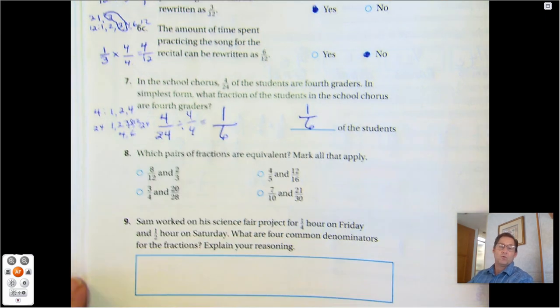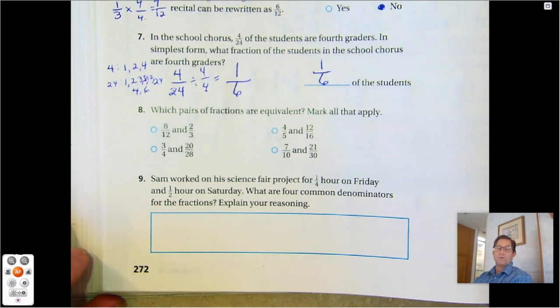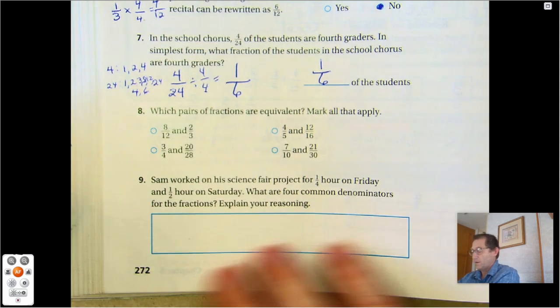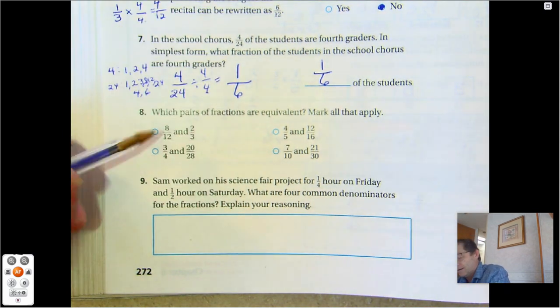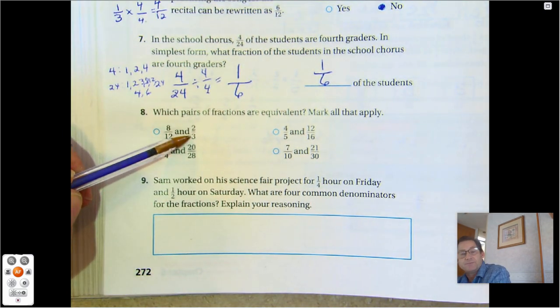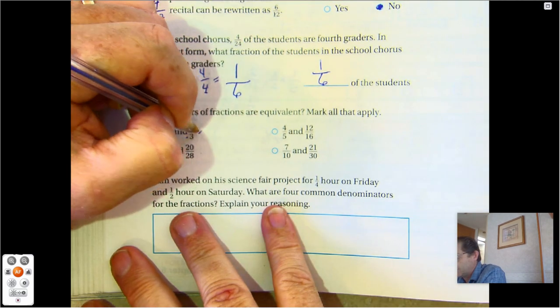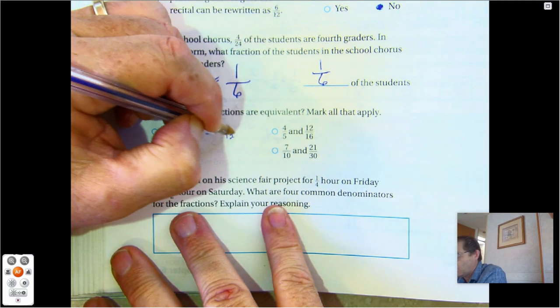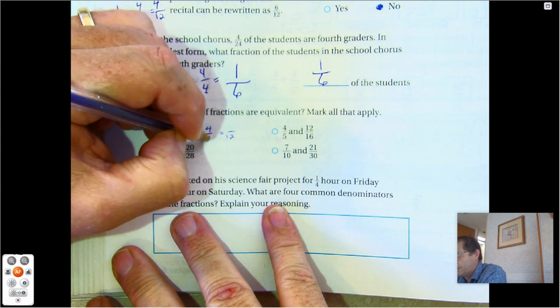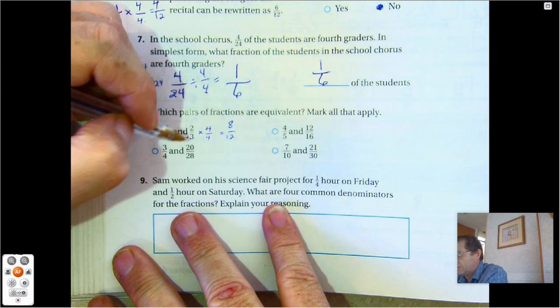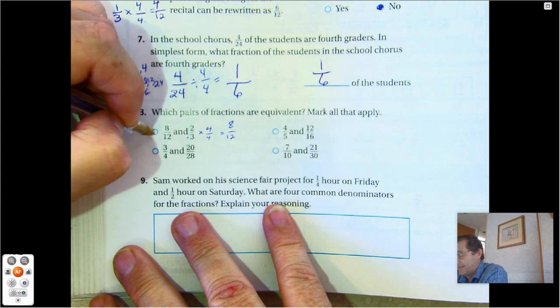Which pair of fractions are equivalent? Mark all that apply. All right, so I'm going to take the number that's in simplest form, 2/3. Can I multiply that by something to get 12ths? Yes, 4. 4 times 2 is 8. 4 times 3 is 12. 8/12 is 8/12.